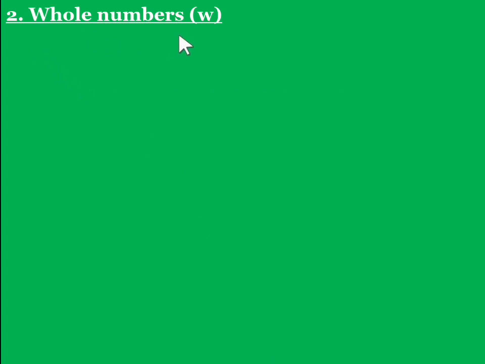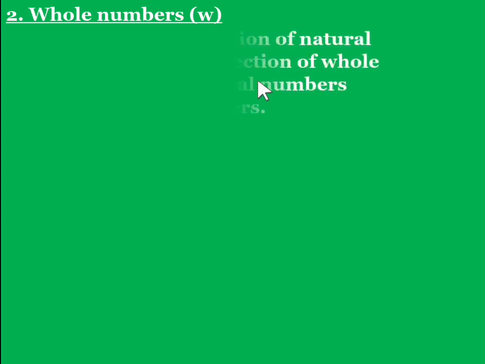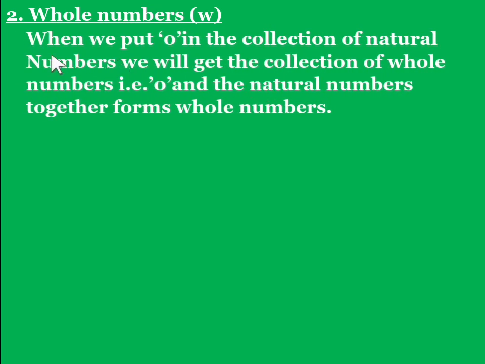Number 2, whole numbers. It is denoted by capital W. When we put 0 in the collection of natural numbers, we will get the collection of whole numbers. That is, 0 and the natural numbers together form whole numbers. That means natural numbers including 0 are called whole numbers.